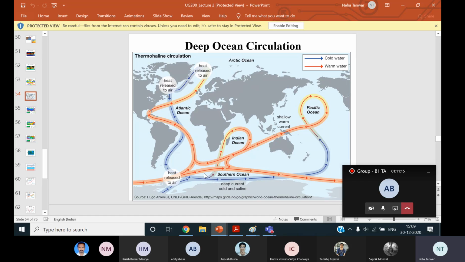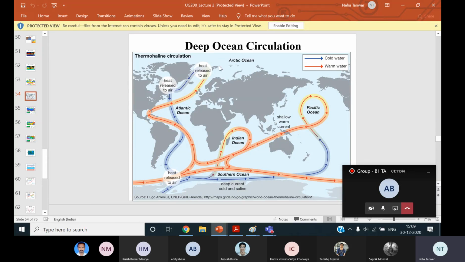And the other one is here in the Southern Ocean. In the Southern Ocean, what is actually happening? Sea ice formation. So sea ice formation, the water is already cold. There is sea ice formation. And because of sea ice formation, the salt is going to be excluded out of the ice. And the water beneath the ice is going to be very saline. And hence it will sink.